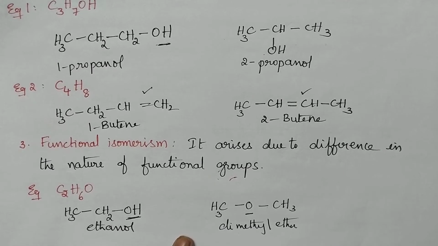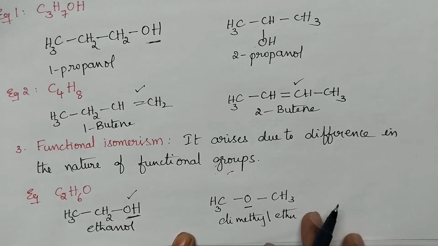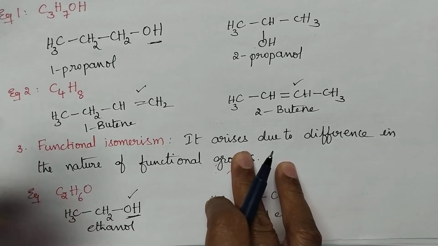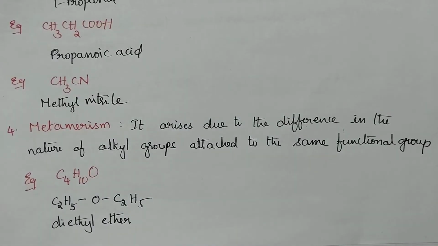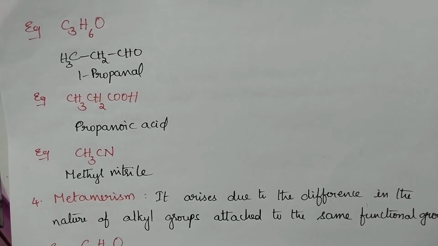From this example, it is very clear that the functional isomer of alcohol is the corresponding ether. Okay, students, is it clear about the functional isomerism? Let us see a few more examples for the functional isomerism.